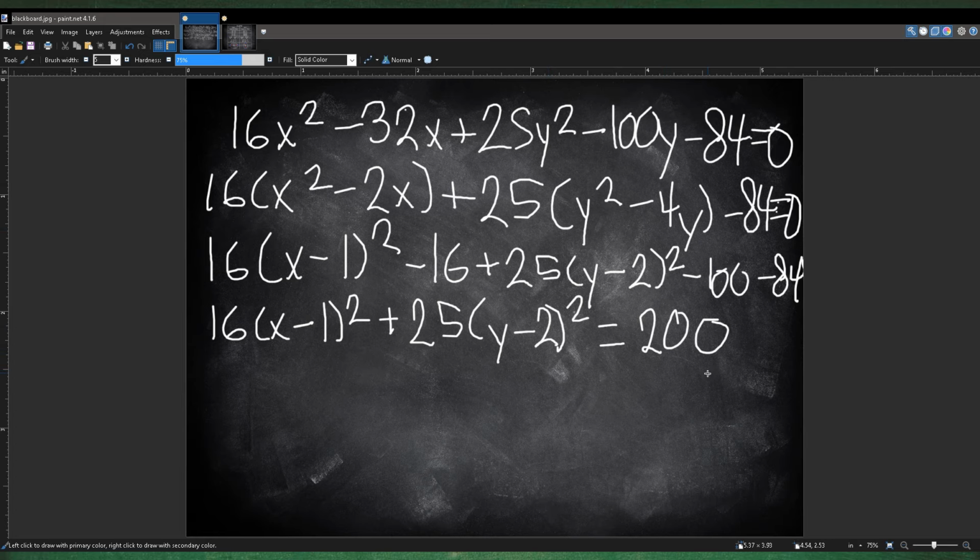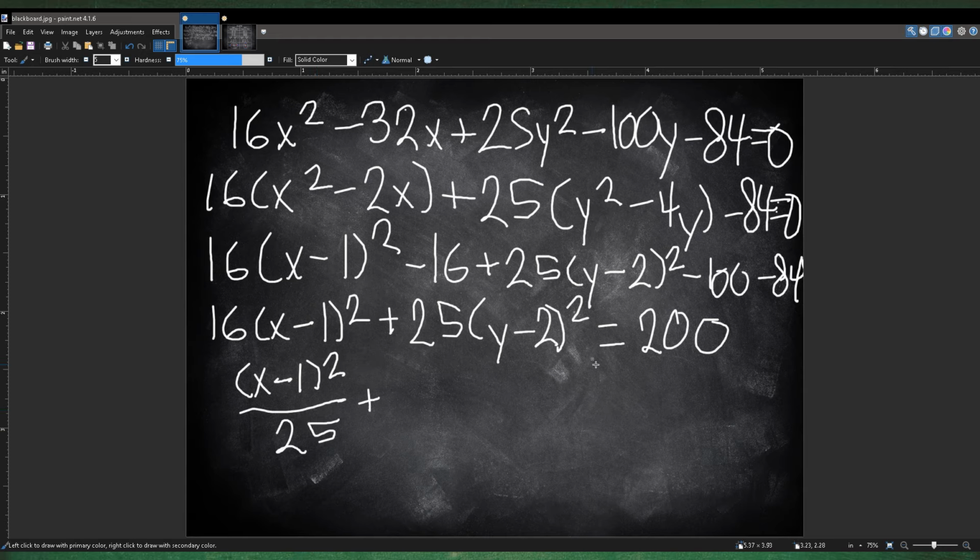And then you divide by 200 because you want this side to be 1, as shown here. So you divide this by 200. So 16 divided by 200 is 25, so it's x minus 1 squared divided by 25.